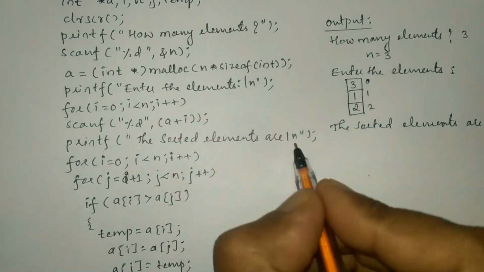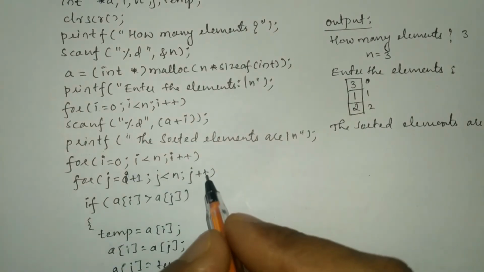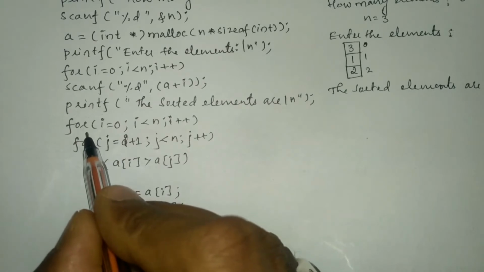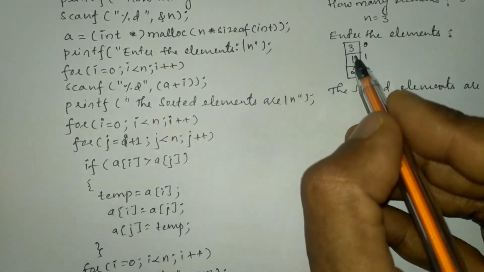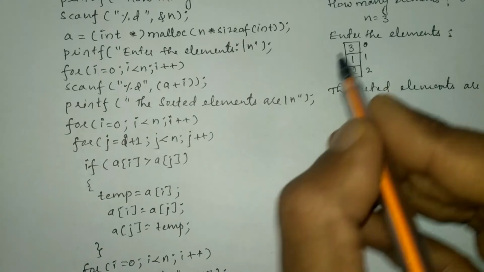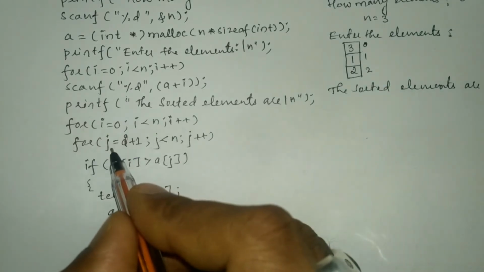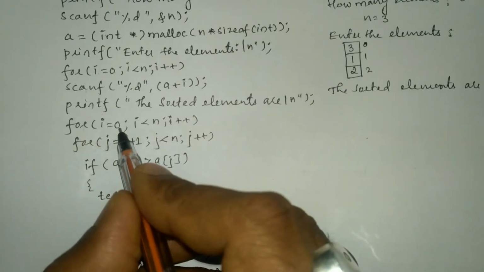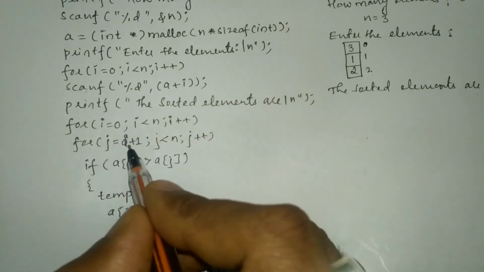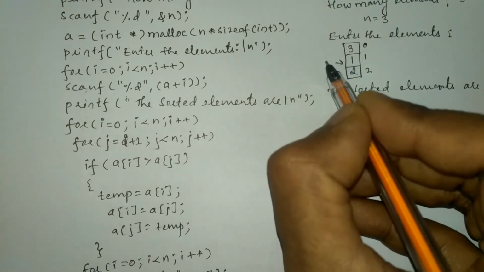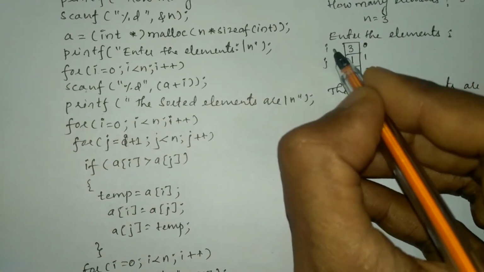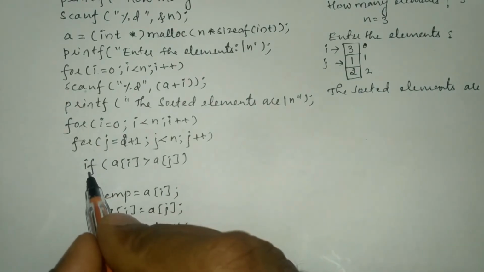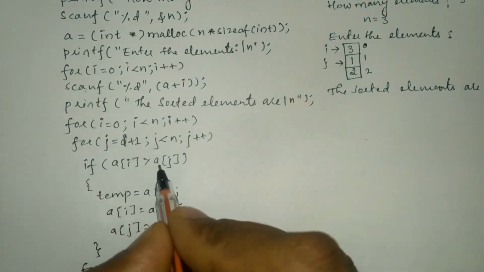will be printed. Because of this backslash n, the cursor comes down to the next line. So here we have 2 for loops. The outer for loop is pointing to i value, and the next for loop has j equal to i plus 1. For the first time, i value is 0. 0 plus 1 is 1. So here j is pointing to index number 1 and i is pointing to index number 0. Correct? Yes.